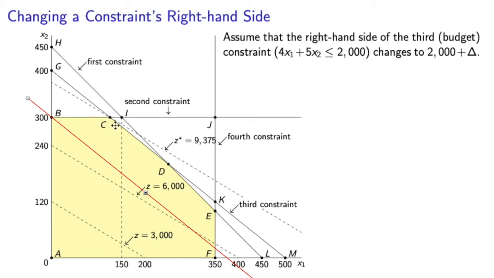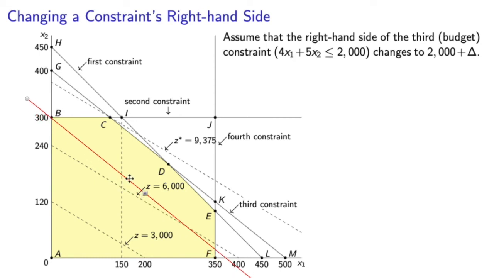Alright, so when C converges to B, this will correspond to the maximum downward move for the right hand side of our constraint, such that C still remains feasible. If we keep decreasing delta past this point, then our point C is going to be outside of the feasible region, and obviously it cannot be optimal if it is infeasible, right?